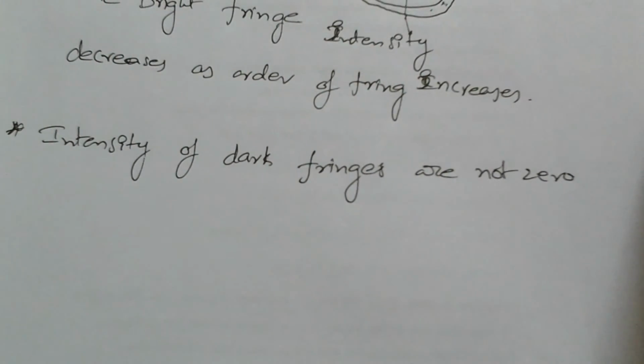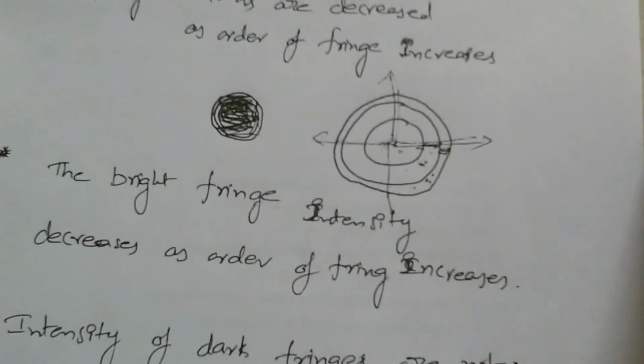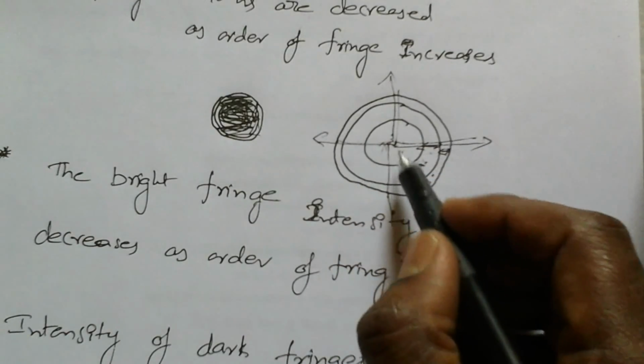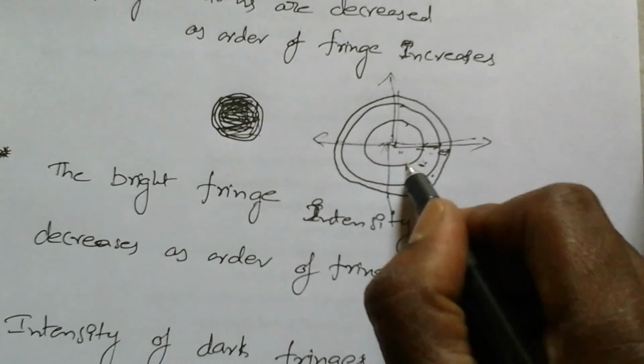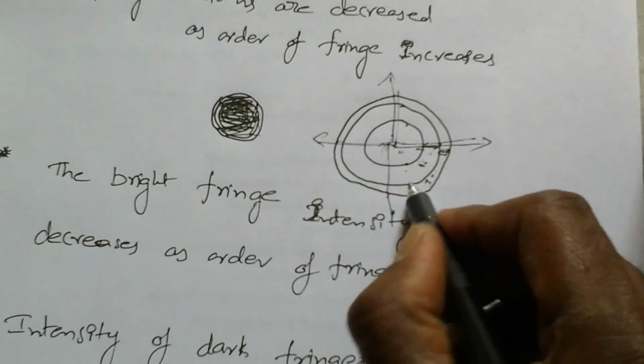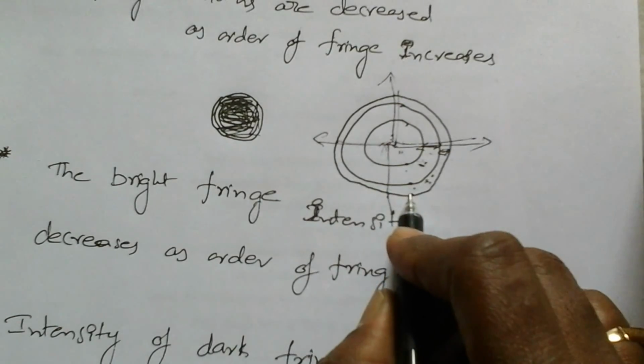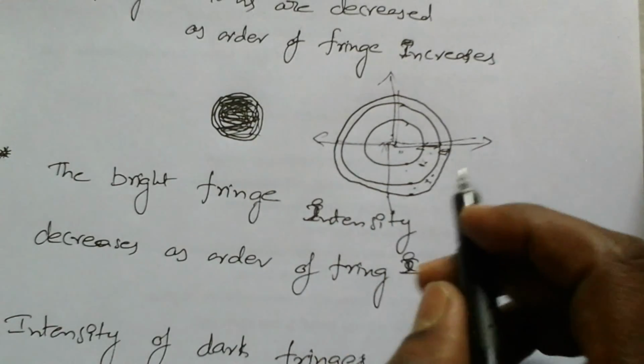But one thing you can remember here, the intensity of dark fringes is not zero. This dark fringe intensity is not zero, and this dark fringe intensity is not zero, and this dark fringe intensity is not zero. Means they have minimum intensity.